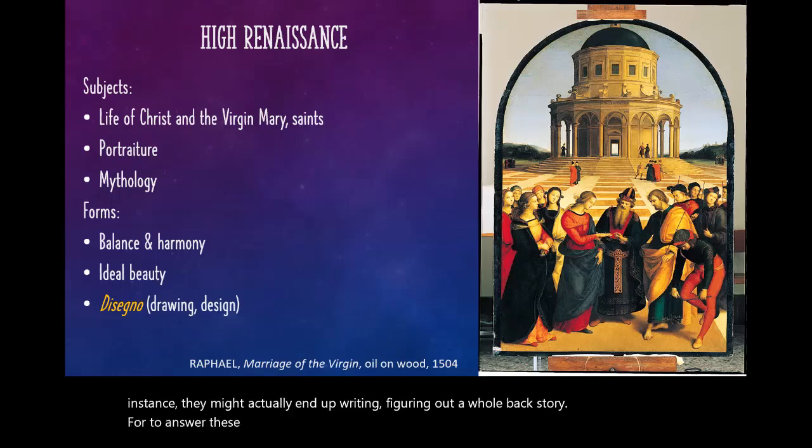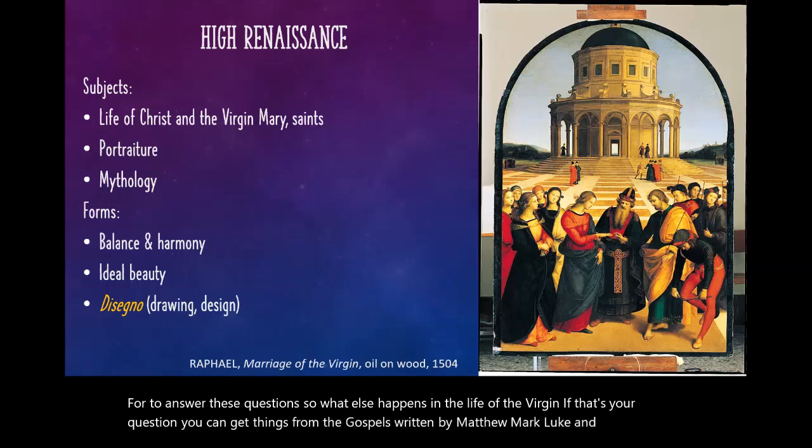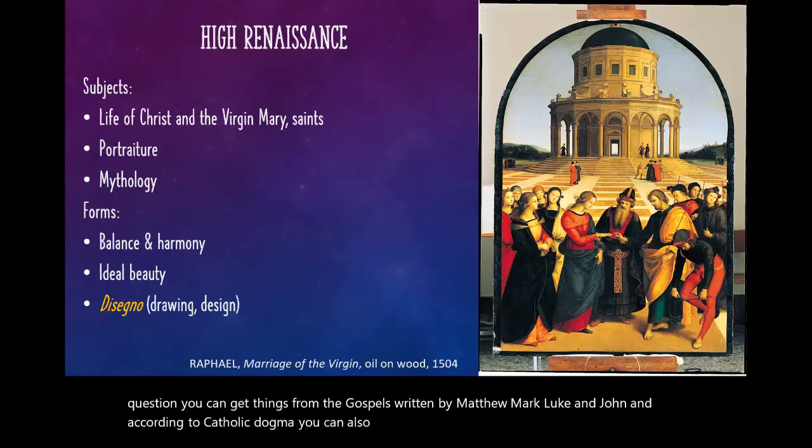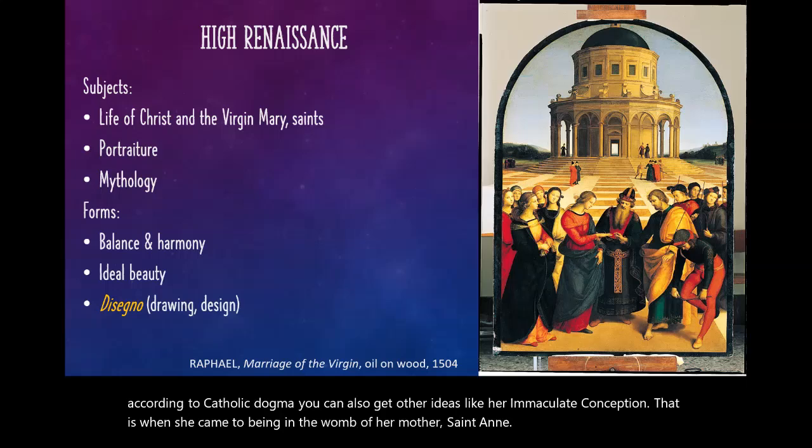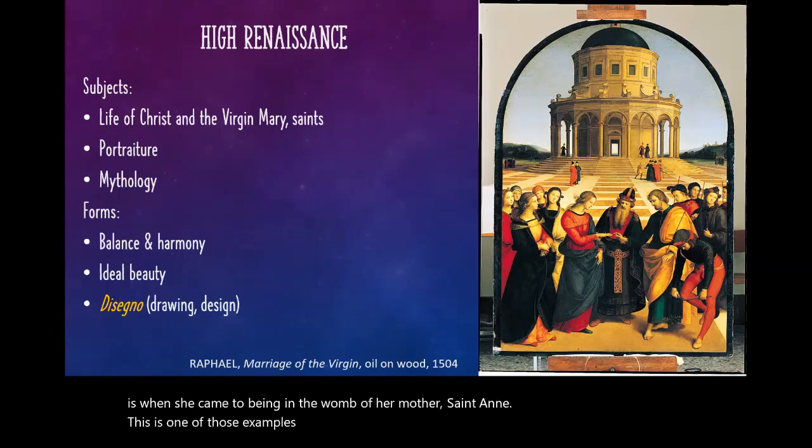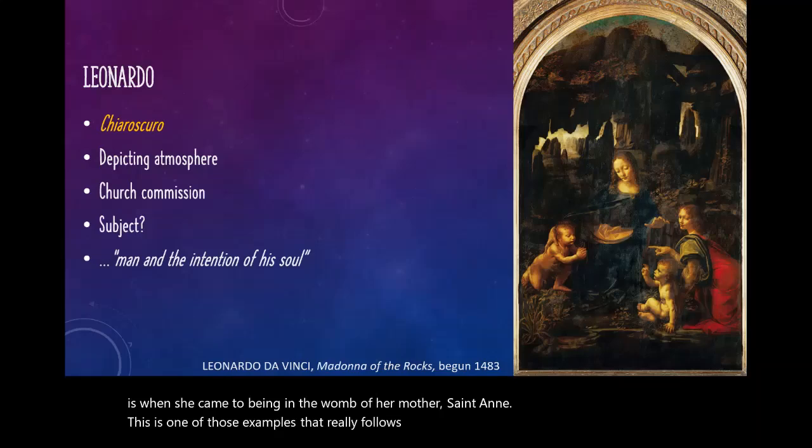So what else happens in the life of the Virgin? If that's your question, you can get things from the Gospels written by Matthew, Mark, Luke, and John. And according to Catholic dogma, you can also get other ideas like her Immaculate Conception. That is, when she came to being in the womb of her mother, St. Anne. This is one of those examples that really follows Raphael's teacher, Perugino.